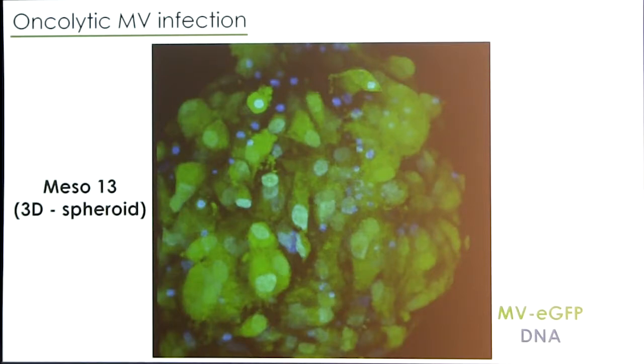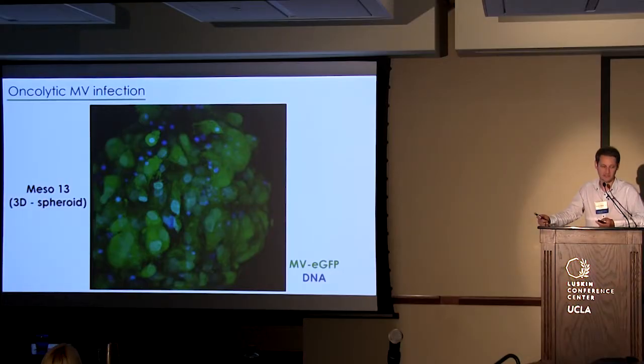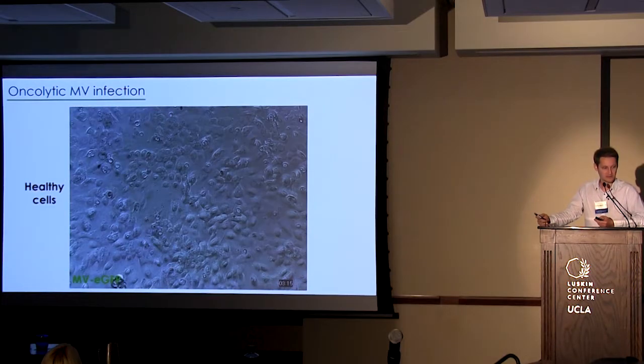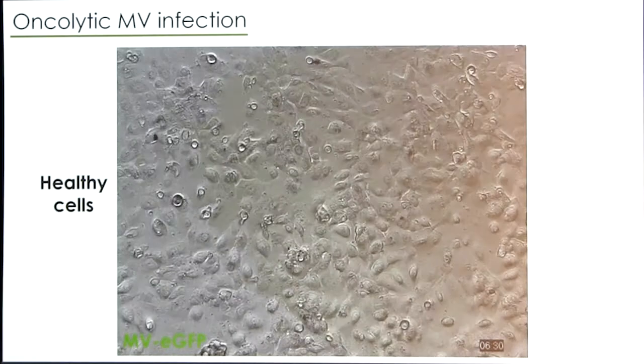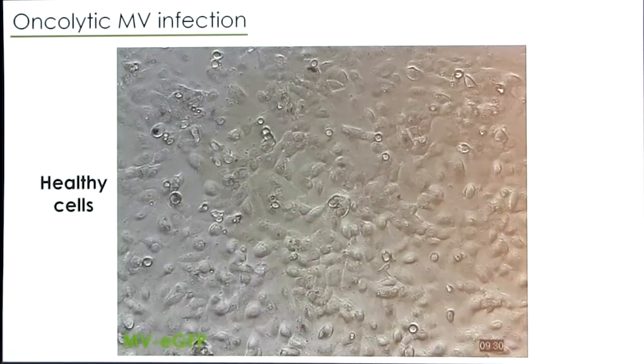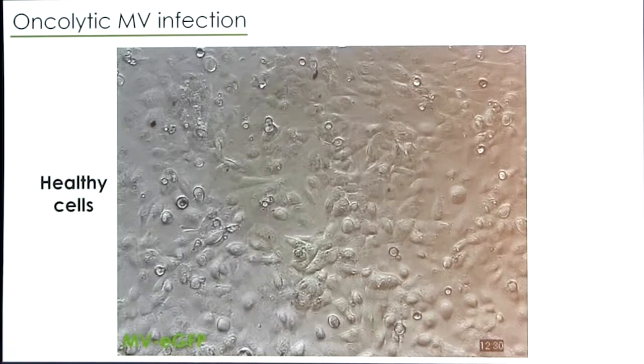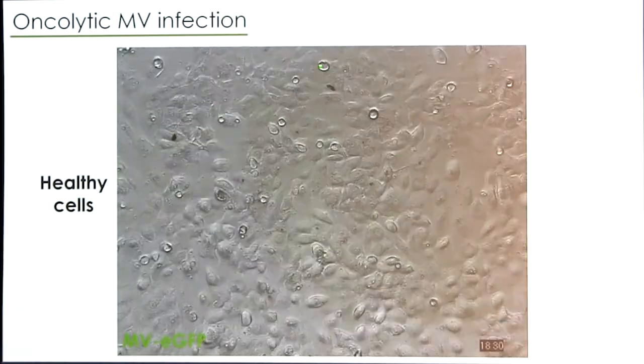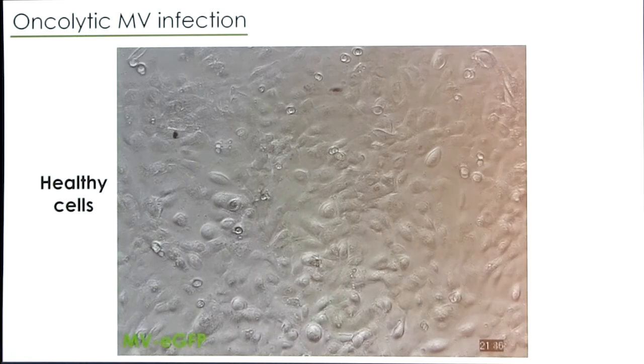Obviously, when you try to work on oncolytic viruses, you have to show that this virus won't kill normal cells. So we took mesothelial cells, and we did the same experiment in 2D with the measles virus, and you will see that few cells will be infected, 1, 2, 3 cells, but the virus will never spread in the culture. So you will have green cells in this area, if I remember correctly.